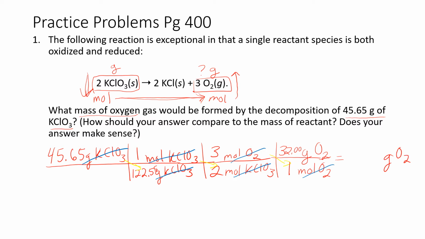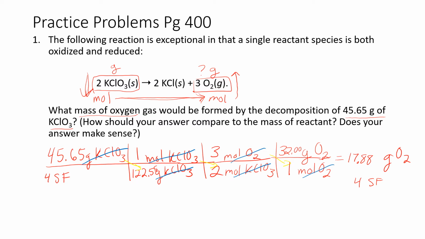So 45.65 times 3 times 32 divided by 122.55 divided by 2. And that's exactly how I put it into my calculator. I get 17.88. And that's with 4 significant figures on our given. So 4 significant figures in our answer.